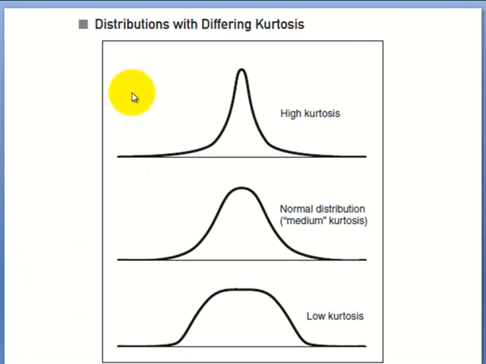So here are three distributions with differing degrees of kurtosis. Here's a distribution with high kurtosis, and you can see both the elongated tails and the pointed high center of the distribution. The normal distribution is considered to have medium kurtosis, so it's our example of a distribution with medium kurtosis. And here is a distribution with flat kurtosis, characterized by a flat, broad shape and short, stubby, small tails.